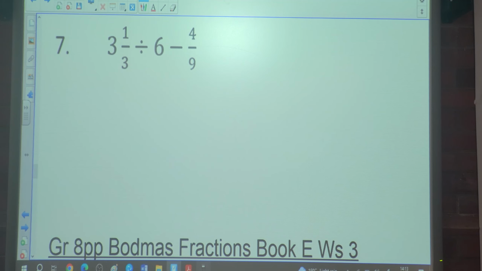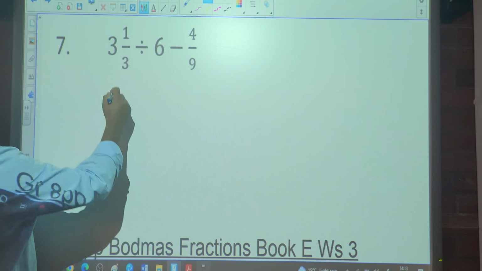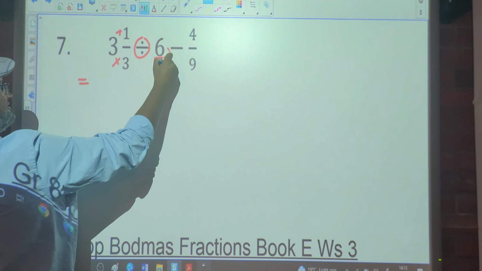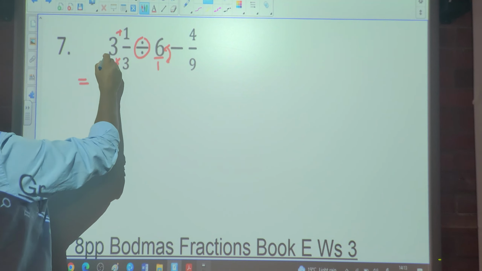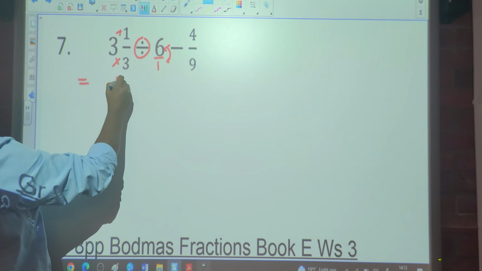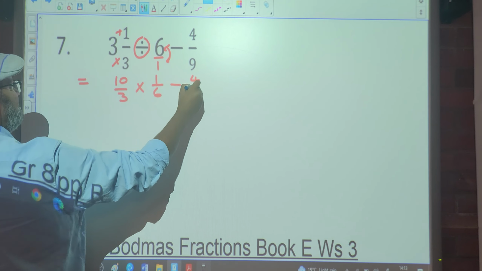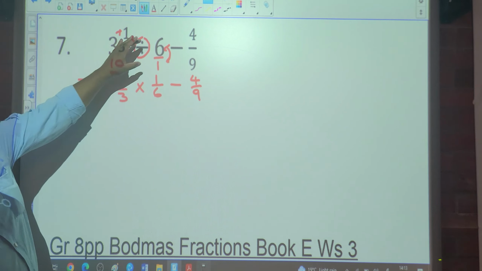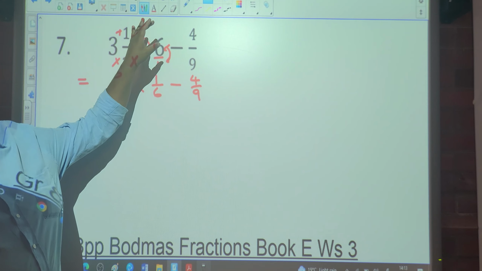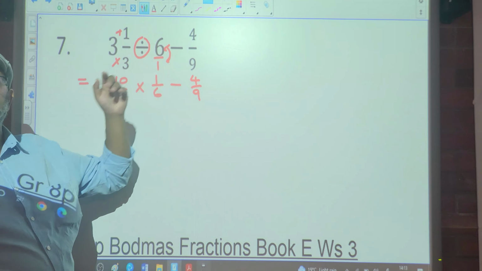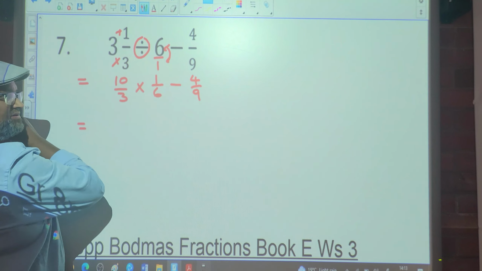So here we've got 3 and a third divided by 6 minus 4 ninths. What must be done first? Division. But prior to that, I'm going to change this to improper fractions and change that to multiplication. So that's going to give you 3 multiplied by 3 is 9 plus 1 is 10 over 3, multiplied by 1 over 6 minus 4 ninths. However, if this 6 was a mixed number, then I would first have changed it to an improper fraction. Not so? So what needs to be done now?